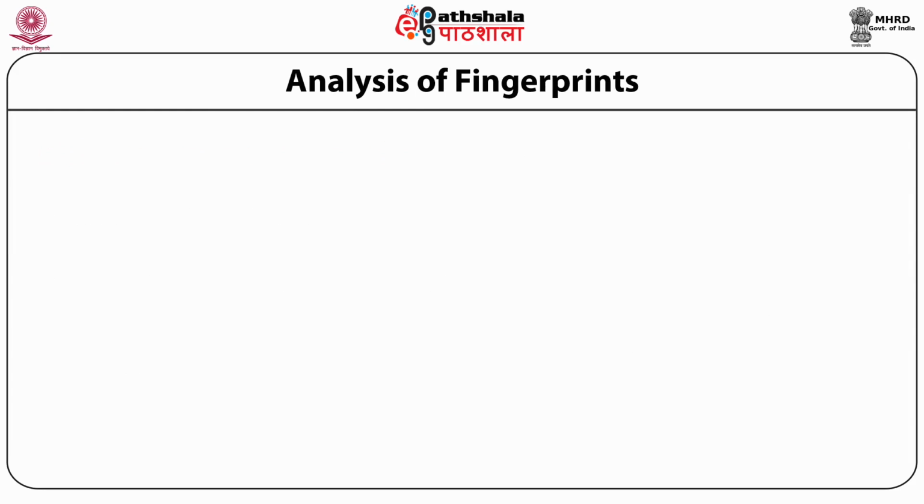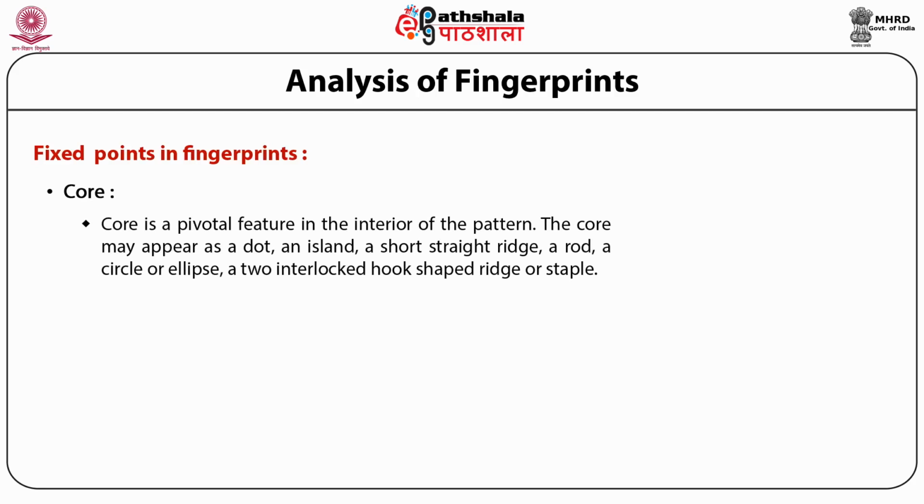Next, you will be studying fixed points in fingerprints. First is the point of core. Core is a pivotal feature in the interior of the pattern. The core may appear as a dot, an island, a short straight ridge, a rod, a circle or ellipse, two interlocked hook-shaped ridges, or a staple. It is not the core as a whole, but the point of core that is a landmark for ridge counting. The point of core is a centrally located core element.